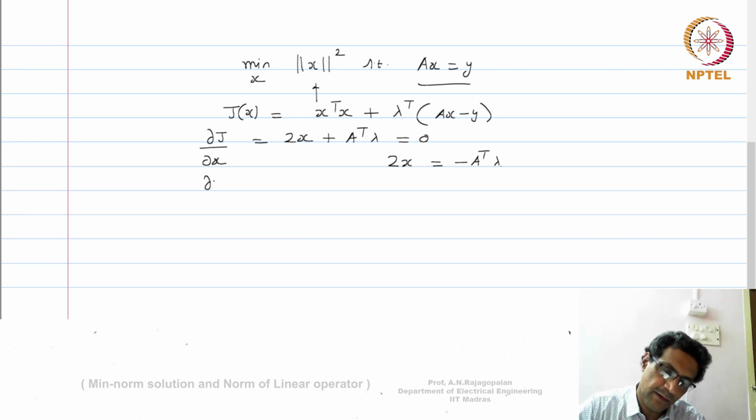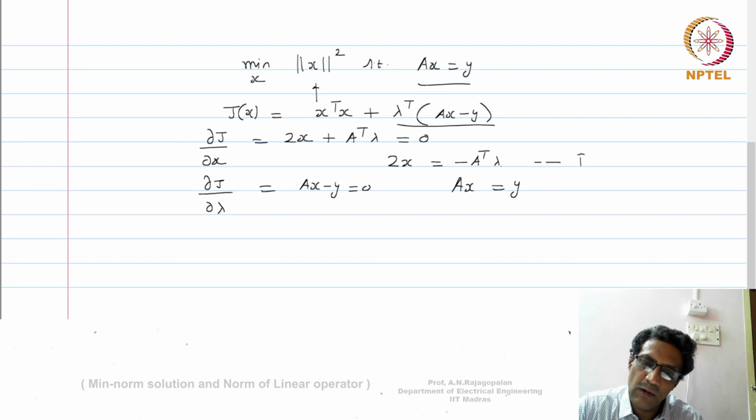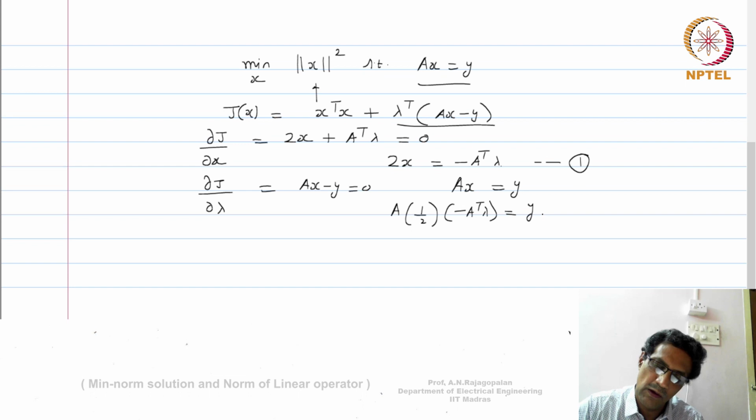Now, if you take ∂J/∂lambda, that will give you simply Ax minus Y equals 0, because that will only act on this term. That gives Ax minus Y equal to 0, or in other words, Ax equal to Y. Now if you substitute for x from equation 1, then you get A into x, which is half of minus A transpose lambda. That is x, from equation 1, and this is equal to Y. Or you can say minus A transpose lambda is equal to 2Y.